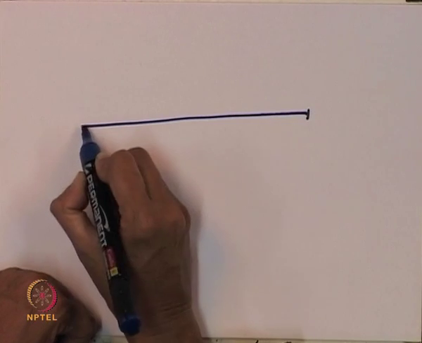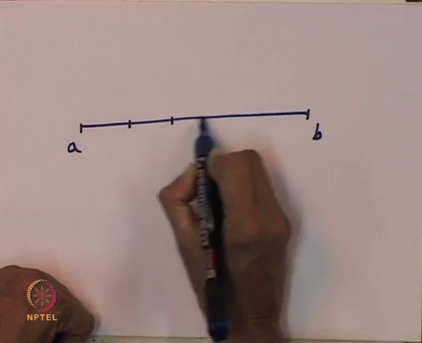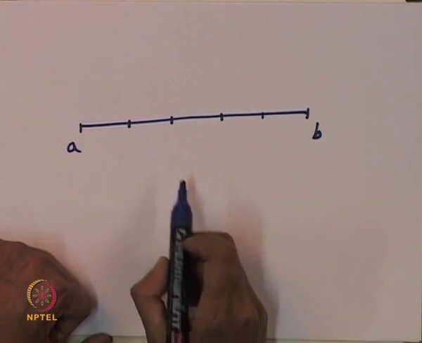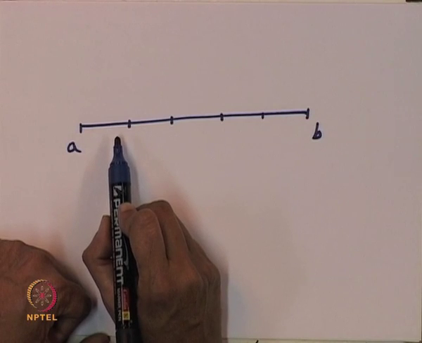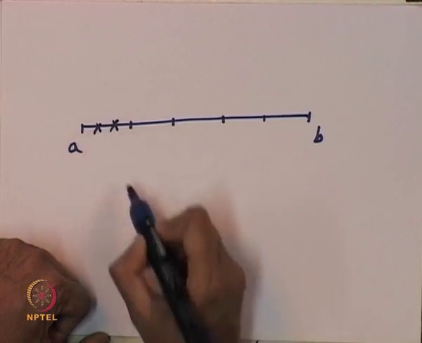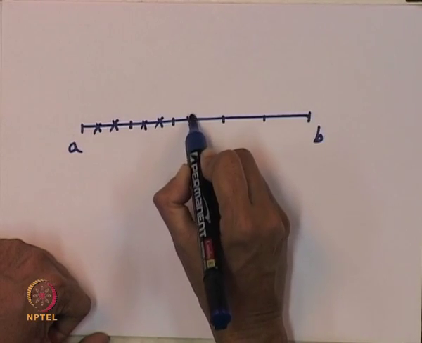Now, what I am going to do is subdivide my interval into, say, n equal parts. So, I have interval a b, and I will subdivide it into smaller intervals. Now, in each interval I will choose interpolation points. So, suppose I am taking 2 interpolation points here, 2 interpolation points here and so on.